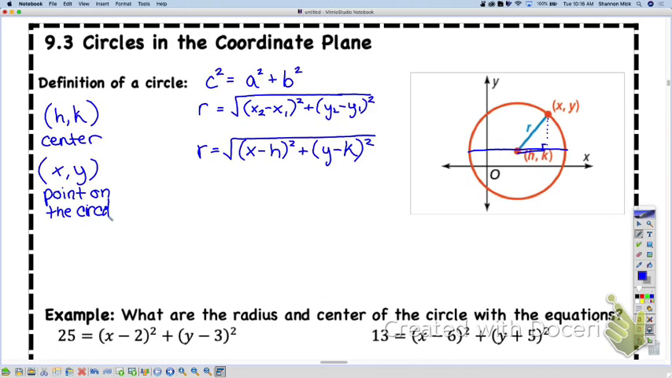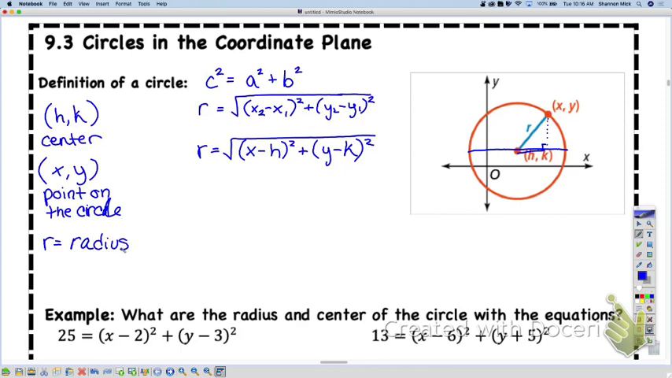Okay, and what else? Oh, what's R? Half the diameter. Radius, right? It's the radius of the circle, isn't it? If I know the radius, can I draw any circle? Yeah. Okay, I just wanted to make sure we knew what those things were.